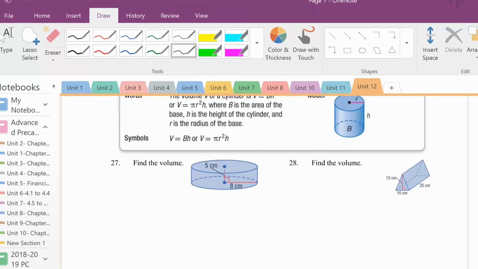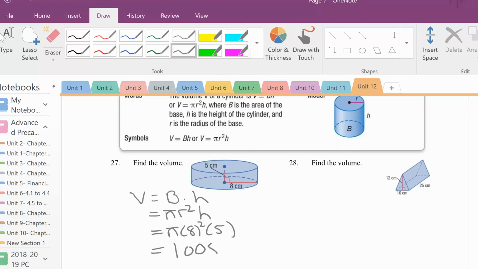So to find the volume here, we're going to take the area of the base times the height. Well, the area of the base is pi r squared times the height, and so we get pi times 8 squared times 5. And when you multiply that out, you get 1005.3 cubic centimeters, because you're multiplying three things for volume, so that's why it's cubic centimeters.